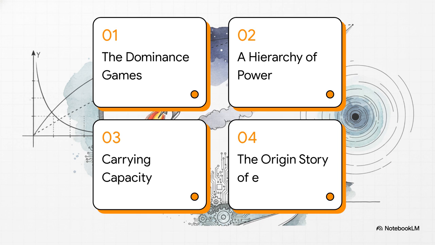So here's the game plan. We're going to start with what I call the dominance games, which is what happens with simple fractions. Then we'll zoom out to a full hierarchy of power that includes all kinds of functions. After that, we'll see how these exact same limits actually define the carrying capacity of our planet. And to wrap it all up, we'll uncover the secret origin story of the famous number e.